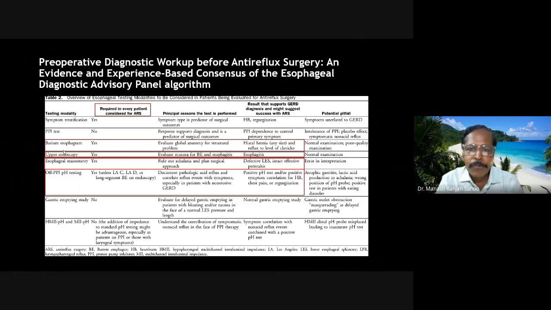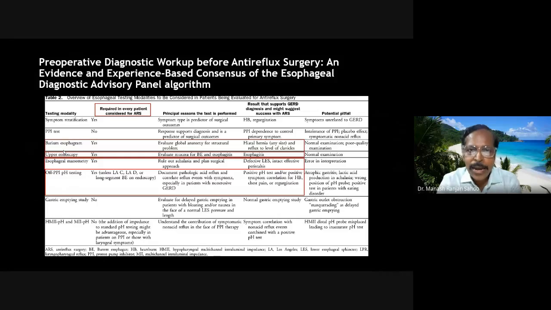But before that, I must also tell you that if a surgeon thinks that I'll be doing all these 4 tests and then do anti-reflux surgery, probably no surgeon can ever do an anti-reflux surgery in his life, particularly in a resource-constrained country like ours. It is not a Western country, where you have facilities available everywhere. Even today, we do not have esophageal manometry with us at the present moment.